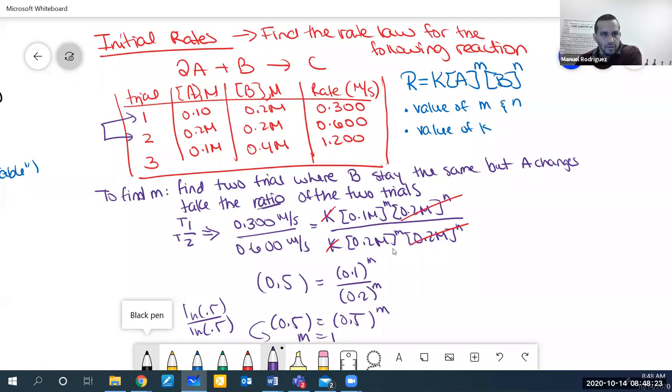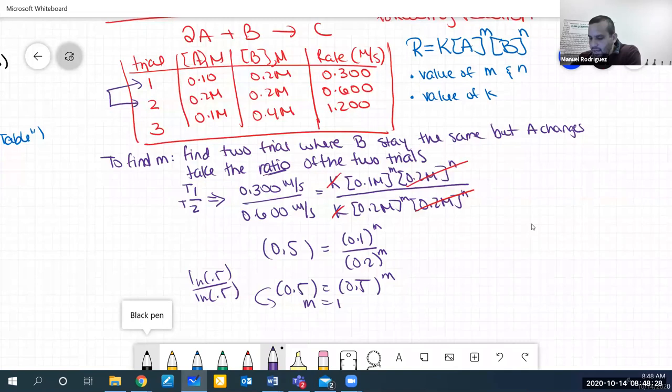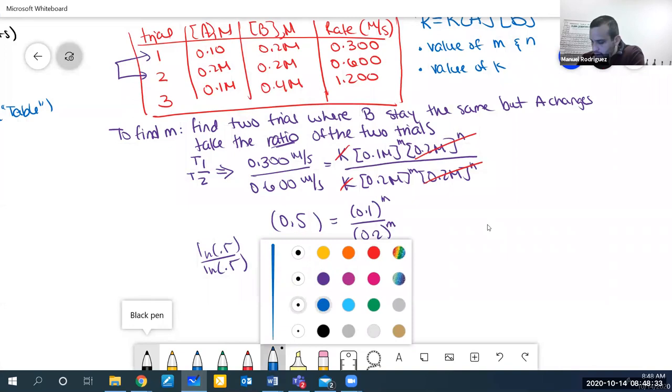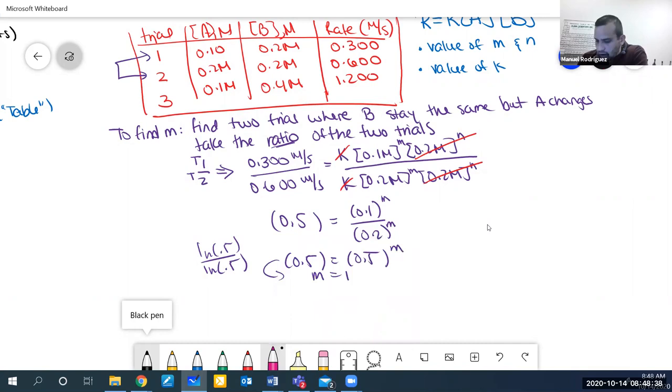Then we basically have to do the same thing to find N. To find N, you need to find two trials where A stays the same and B changes. That will be trials 1 and 3. Does that make sense? Trials 1 and 3 have A being 0.1 and B being 0.2 and 0.4, so that will work. Then I take trial 1 divided by trial 3.